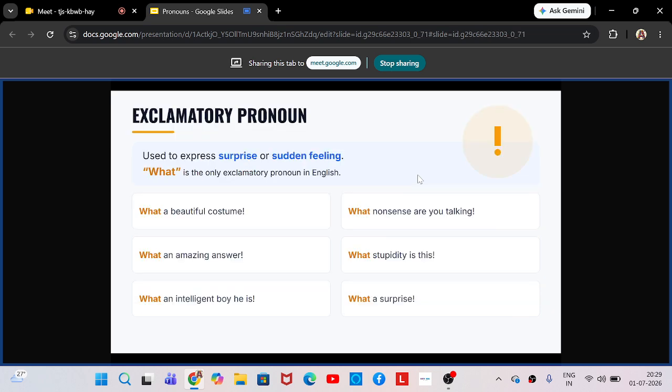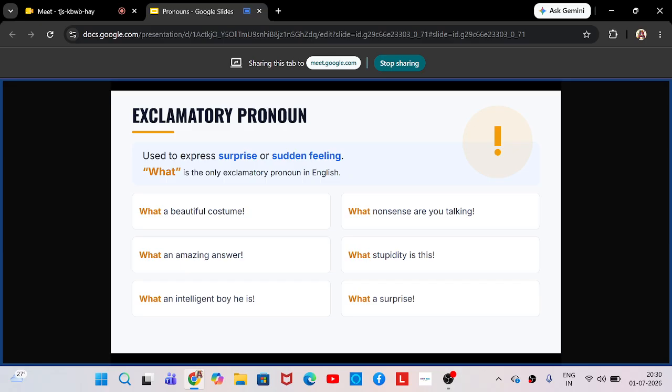Very good. Okay. So now we have come to the last type, exclamatory pronoun. There is only one exclamatory pronoun, guys. That is what. What? அப்படிங்கிறோம் இல்லையா? What? What? அப்படி நிறைய different emotionsல what அப்படிங்கிற word we can use. So what is used to express surprise or a sudden feeling. Exclamatory pronoun is used to express that surprise or a sudden emotion. And what is the only exclamatory pronoun in English?